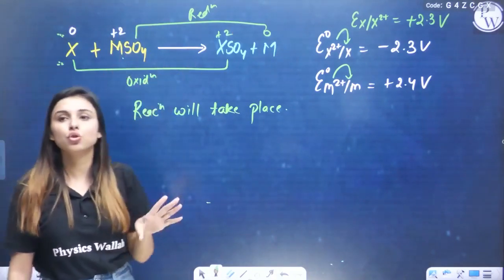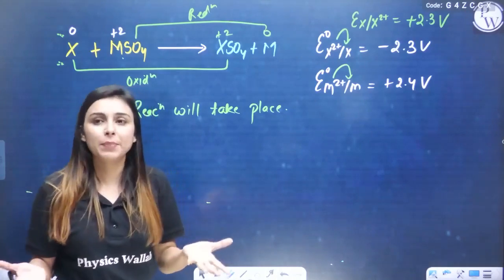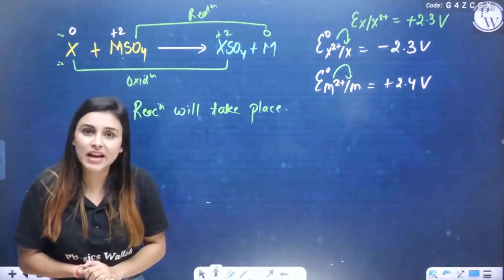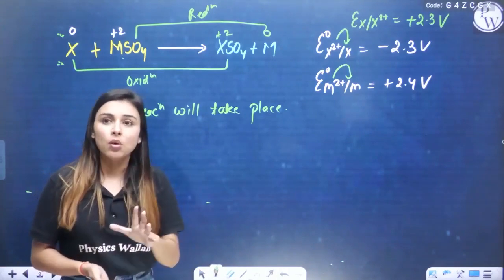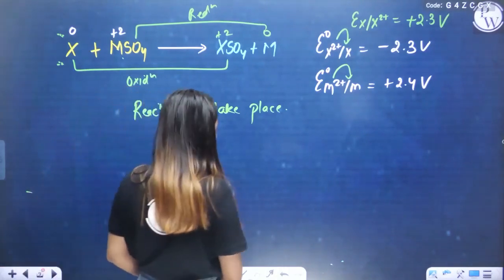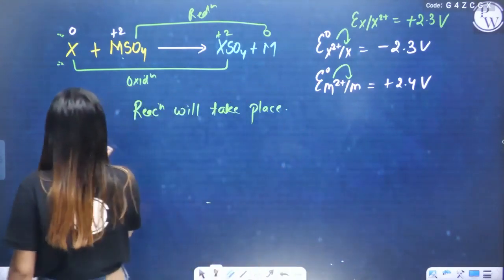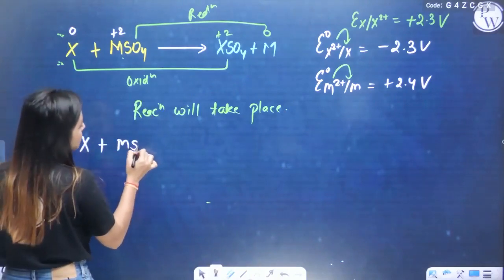M and the reaction took place. This is what actually happened. This is an example of displacement reaction, right? Yes. Now I want to change the question. Now let's change the question. Again, you have X plus you have MSO4, right?